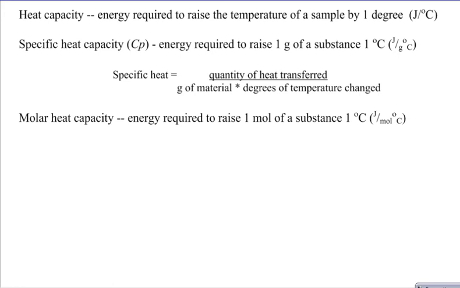A variation on specific heat is molar heat capacity. It's simply the amount of energy needed to raise 1 mole. So it simply changes our units from grams degrees Celsius to moles degrees Celsius.